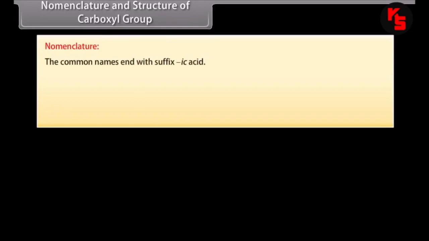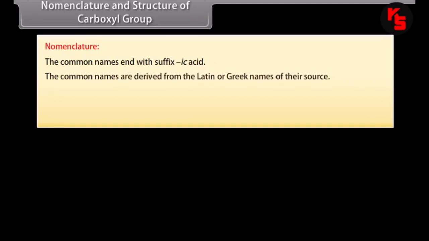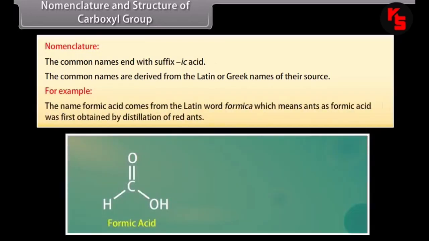Nomenclature and structure of carboxyl group. Nomenclature. The common names end with the suffix -ic acid. The common names are derived from the Latin or Greek names of their source. For example, the name formic acid comes from the Latin word formica, which means ants, as formic acid was first obtained by distillation of red ants.